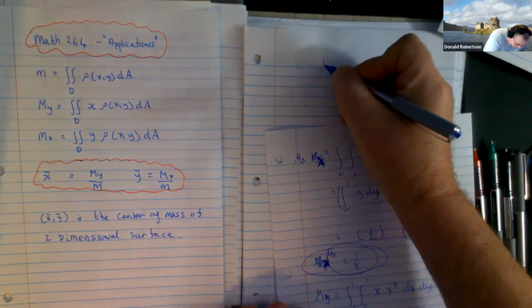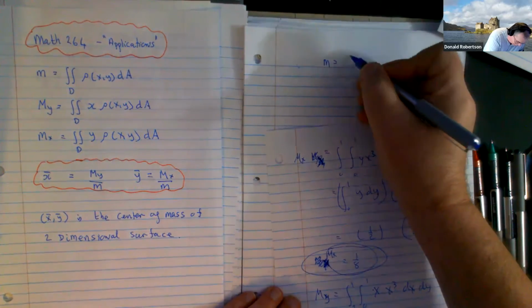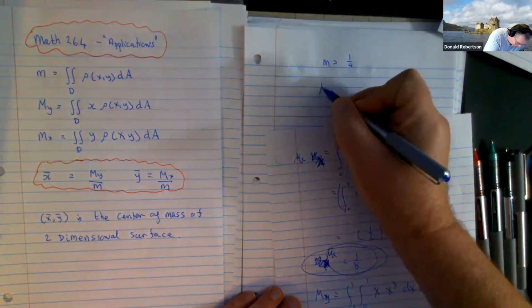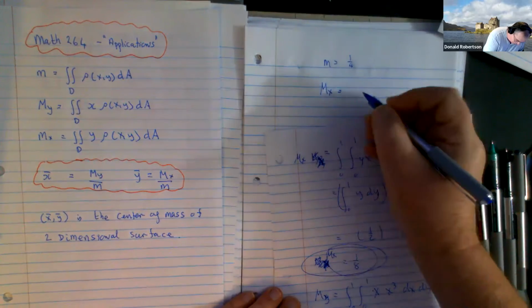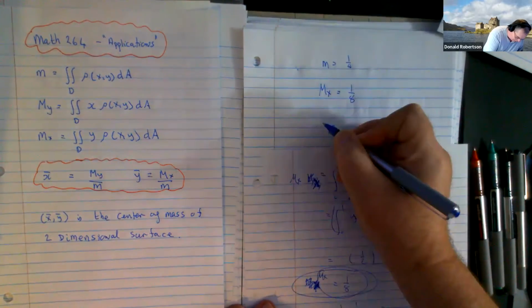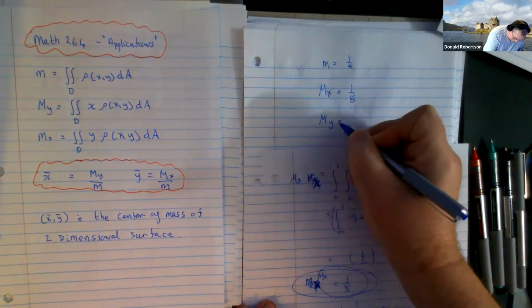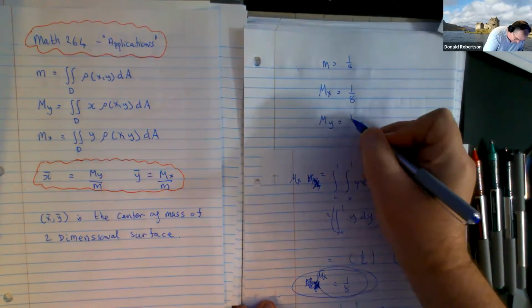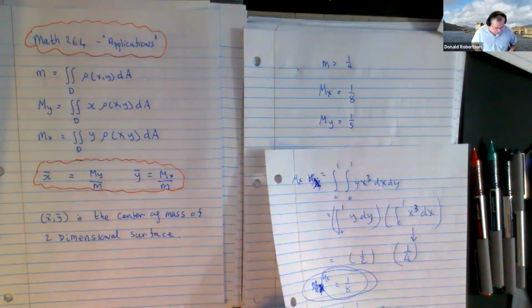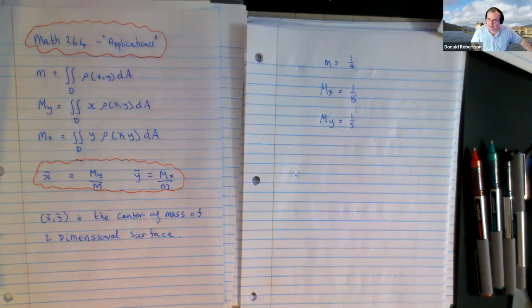So I know the total mass. I got that right. It's a quarter. After fixing it, the moment around the x's ended up being 1/8. After fixing it, the moment around the y's is 1/5. So far so good. Right.